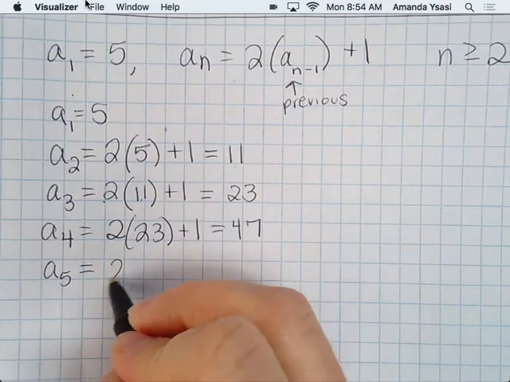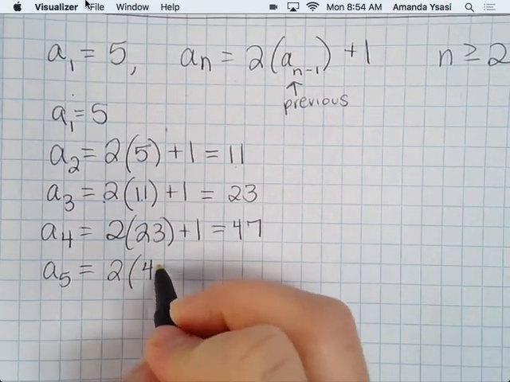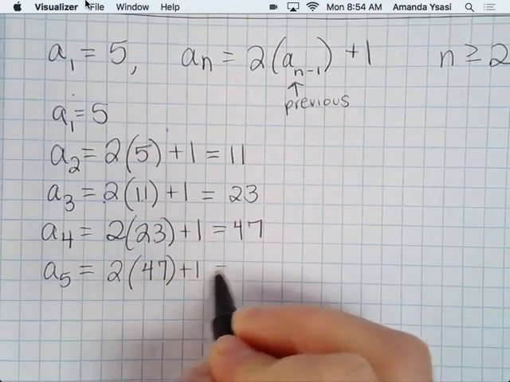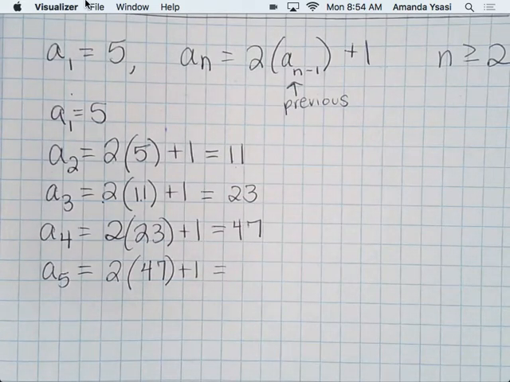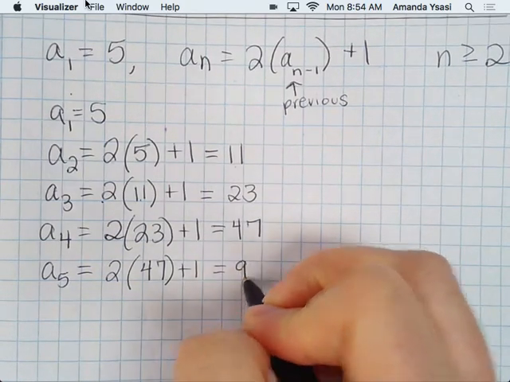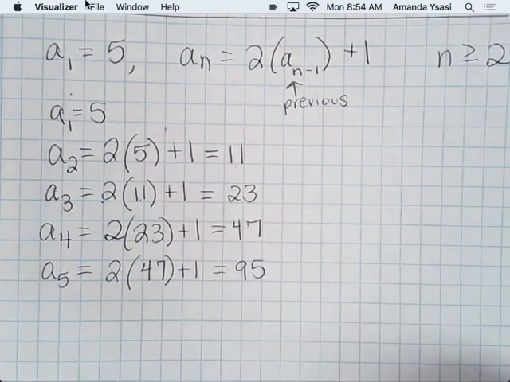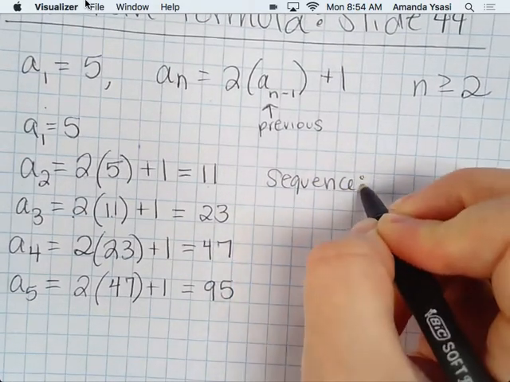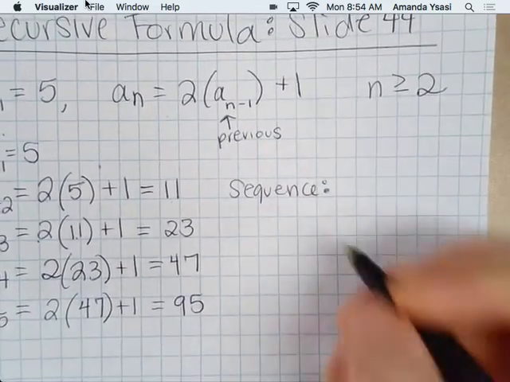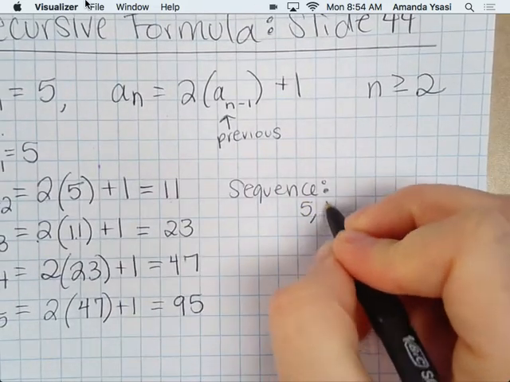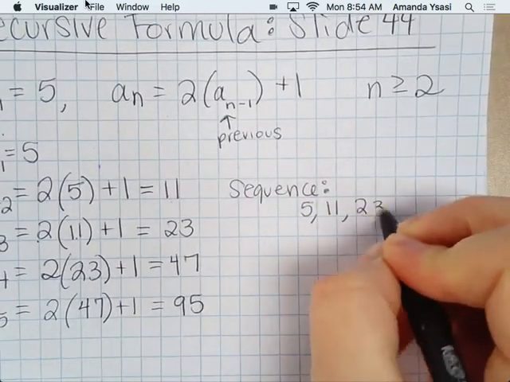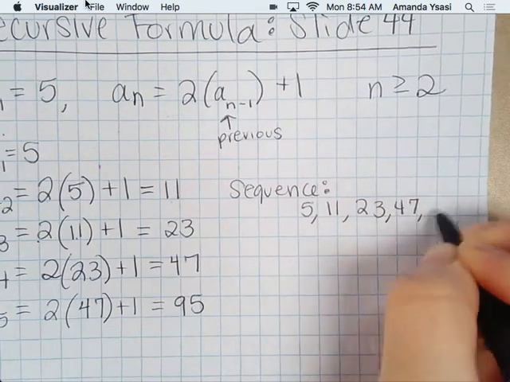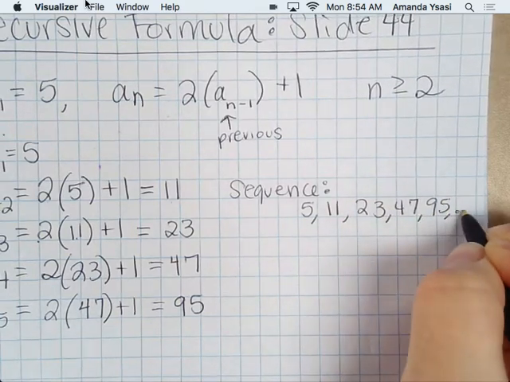It'd be 2 times 47 plus 1. What's that? 95. Yeah. So the sequence, we can list out the sequence as 5, 11, 23, 47, 95, dot, dot, dot.